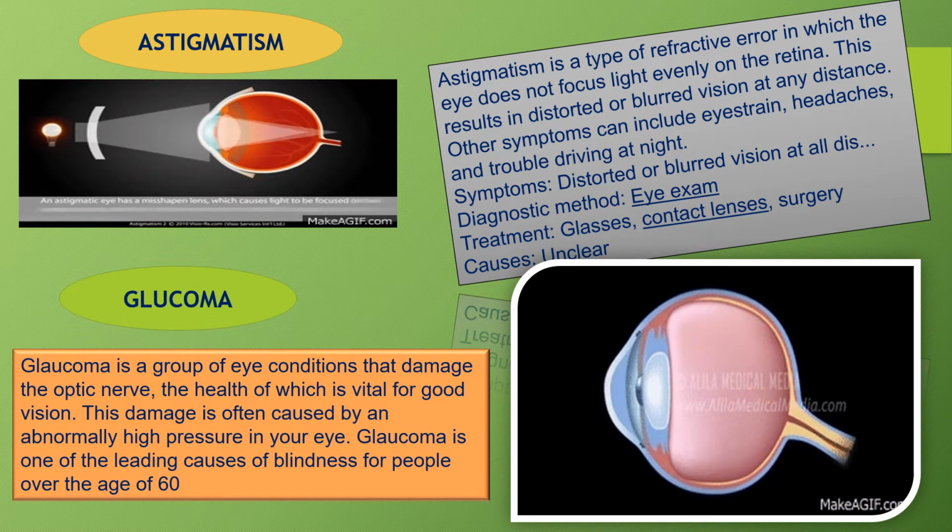Symptoms: distorted or blurred vision at all distances. Diagnostic method: eye exam. Treatment: glasses, contact lenses, surgery. Causes: eye ulcer. Now we can see astigmatism in the picture. Light is decreasing on the retina.